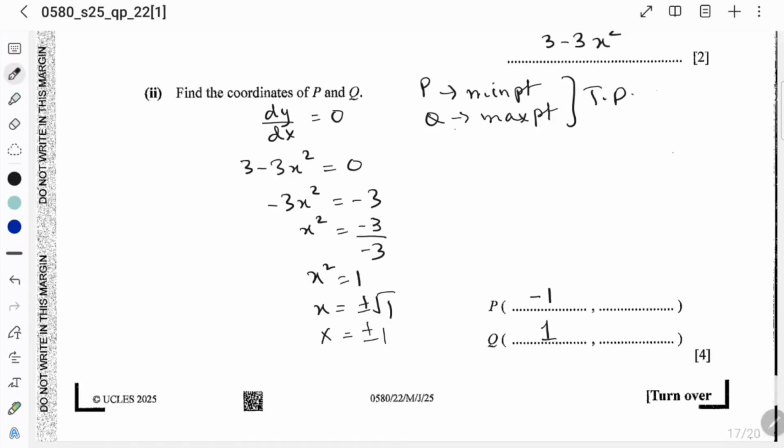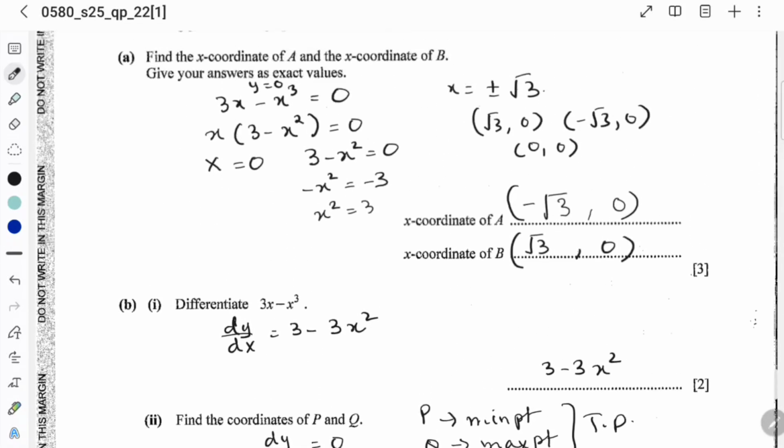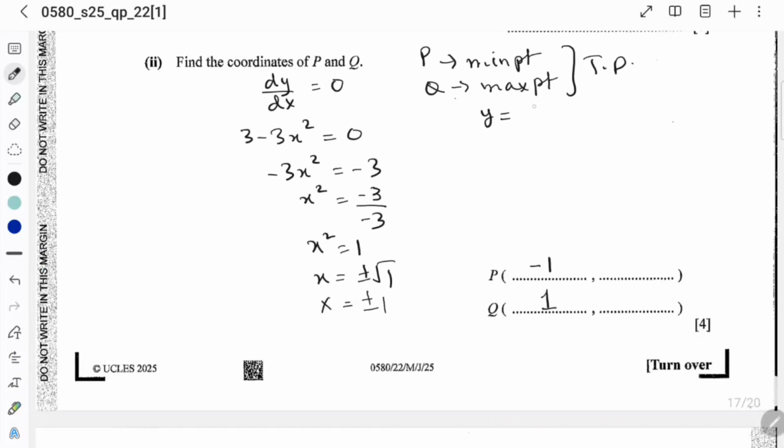For the other coordinate, we substitute into the main equation, 3x minus x cube. To find the coordinate, always write down the main equation. So the main equation is y is equal to 3x minus x cube. Substitute when x is equal to positive 1 or when x equals minus 1. So 3 times 1 minus 1 cube, y is equal to 3 minus 1, which is equal to 2. So positive 1 and positive 2 is the coordinate of q.